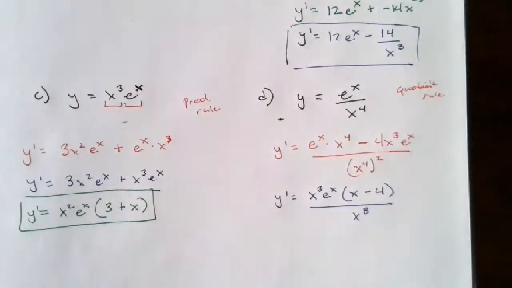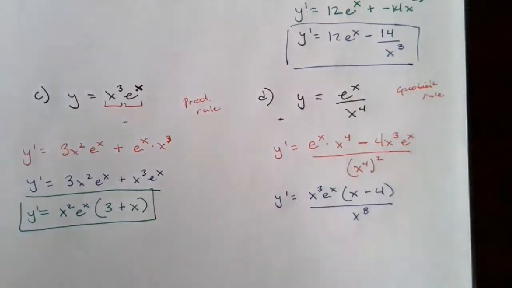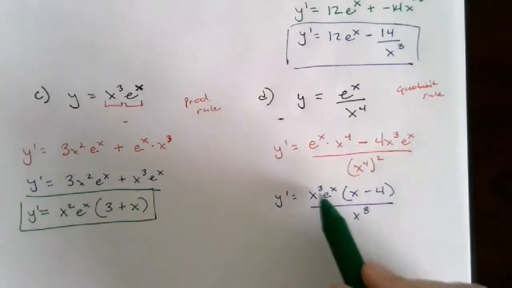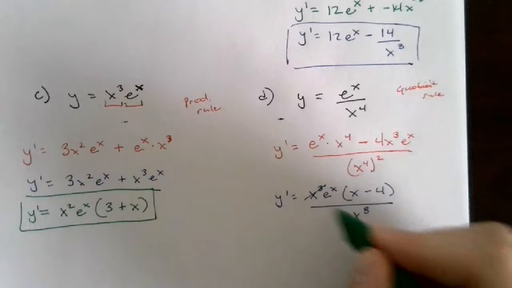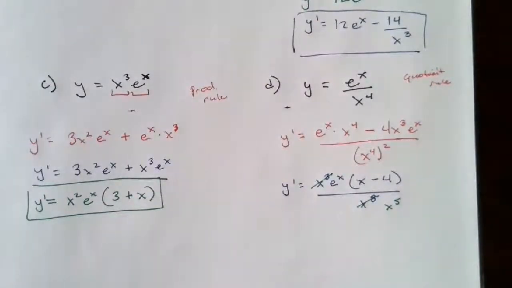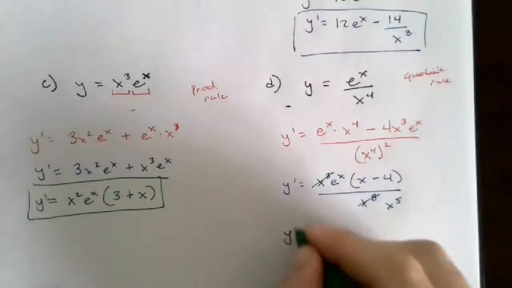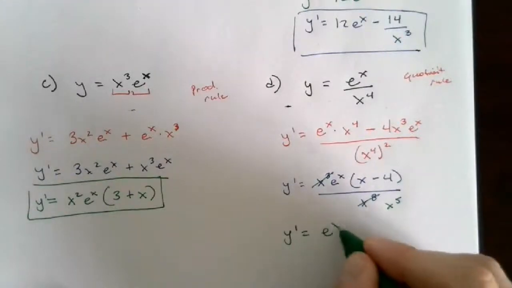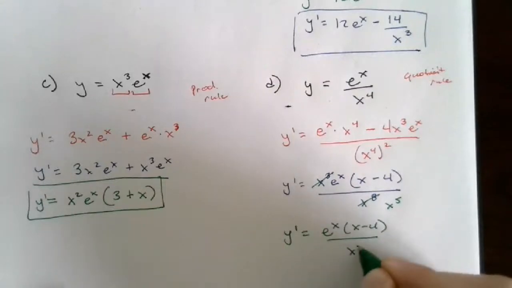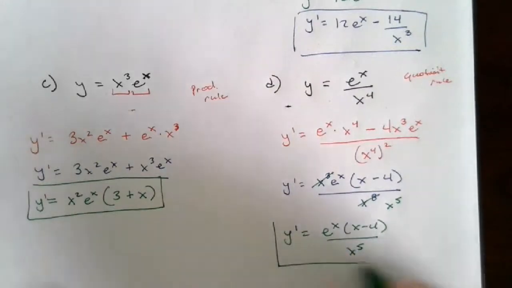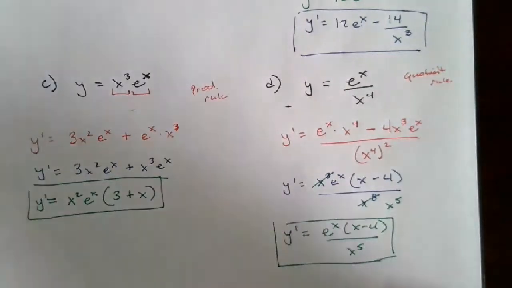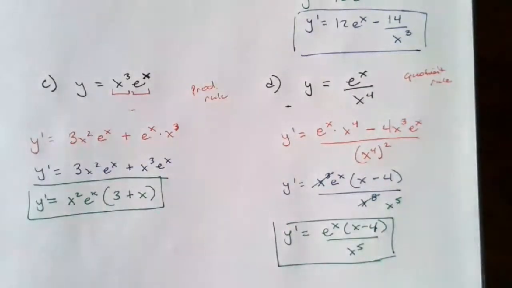Now if I can simplify this, I should. If I have this factor of x to the 3rd in the numerator and this factor of x to the 8th in the denominator, I can cancel 3 of these with 3 of these, and I'm left with x to the 5th in the denominator. So my derivative y prime is equal to e to the x times (x minus 4) all over x to the 5th. And we can leave it in that form. That's a 4 there.